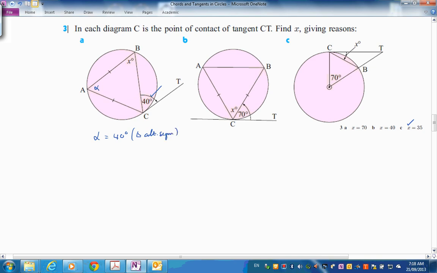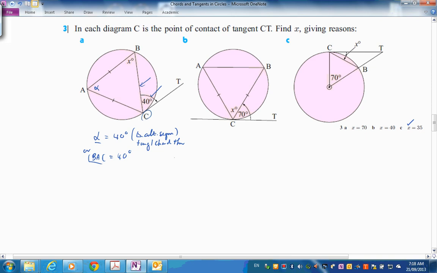Alright, we're going to say... tangent chord theorem. Okay, one of those two, because it's the angle between a tangent and a chord, so you could do that. Look at the use of alpha rather than angle BAC. You could say angle BAC if you wished, equals 40, either of those.